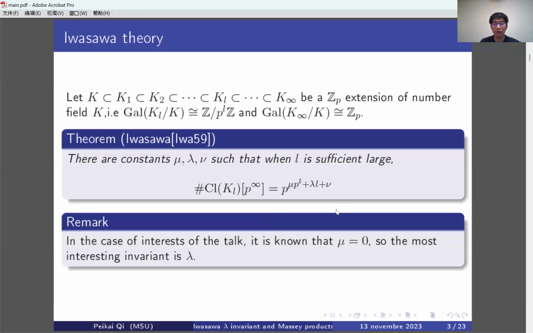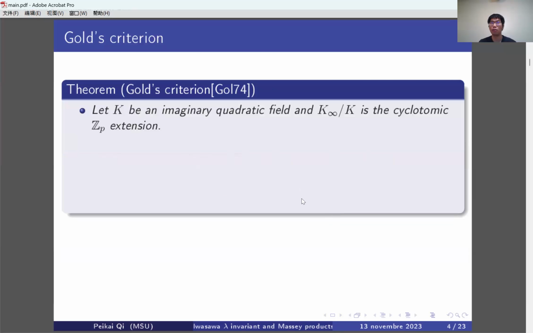So people wanted to find some cases with lambda greater than 1, at least 2 or 3. Gauss was a mathematician at that time, and he wanted to construct an example such that lambda is greater than 1. So here is the criterion proved by Gauss.